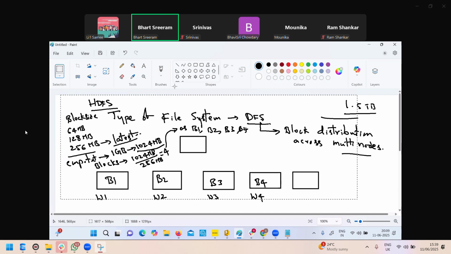Because of this HDFS, I am getting two benefits.